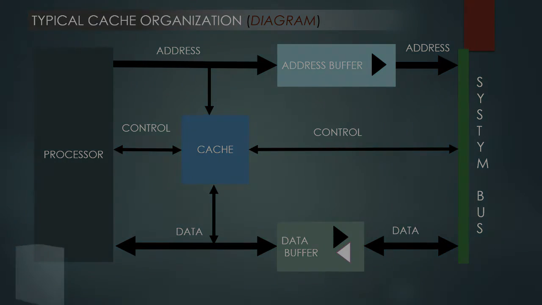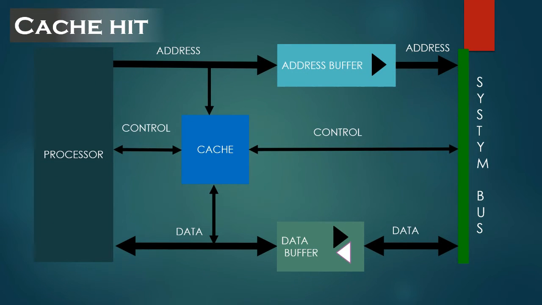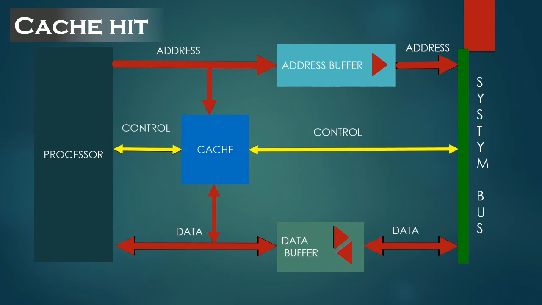main memory is reached. I mentioned earlier the cache hit and cache miss, but let's first talk about the cache hit. What is a cache hit? Let's see the diagram. As we can see, the red blinking arrow shows that the lines are disabled, and the yellow blinking arrow shows that the arrows are enabled for communication. This means that a cache hit occurs when the data and address buffers are disabled. The communication is only between the processor and cache, with no system bus traffic.